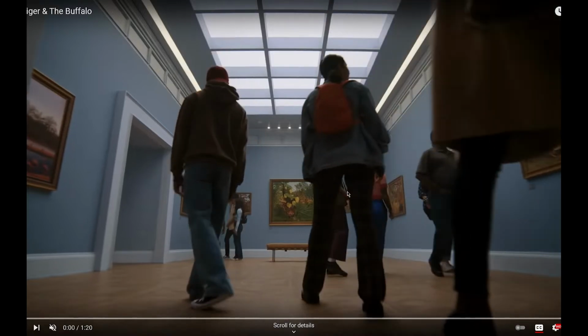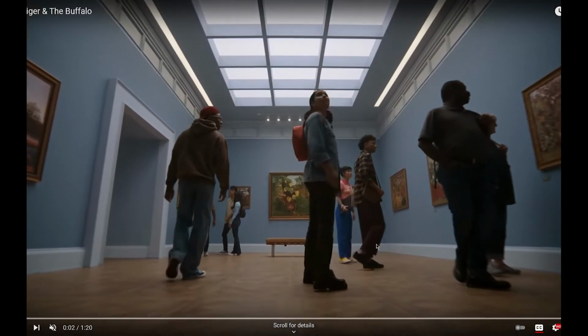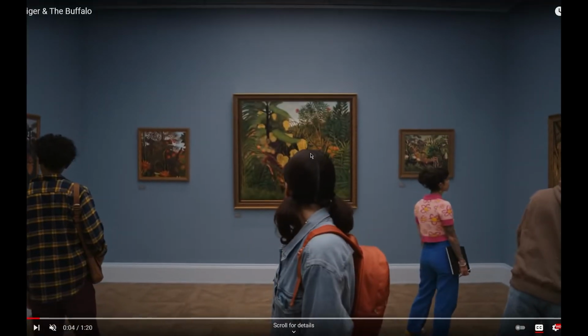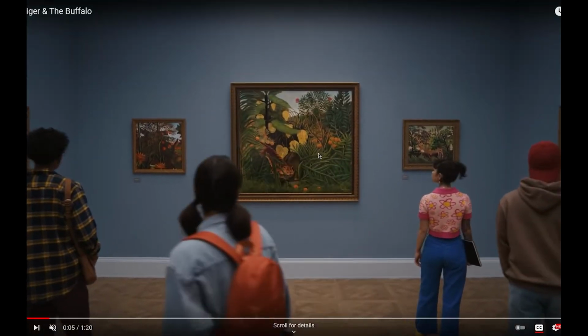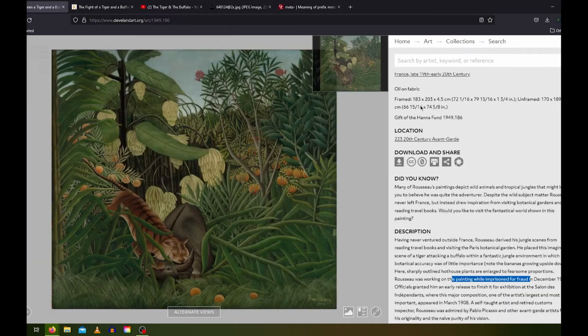Let's get to it. We got these 4 kids in an art museum, and the first thing that gets their attention is this painting of a tiger attacking an animal, right? We've learned later it's a buffalo. And the painter is Henri Rousseau. He painted it in 1908, and he painted it while imprisoned for fraud. And he painted it from his imagination.